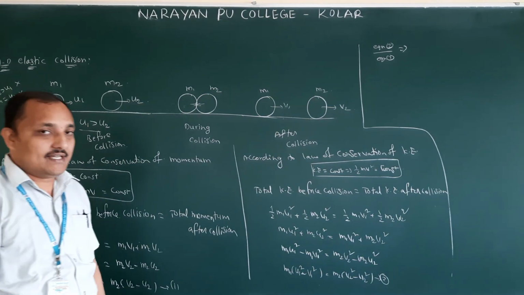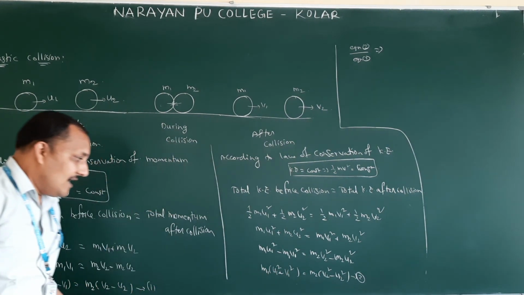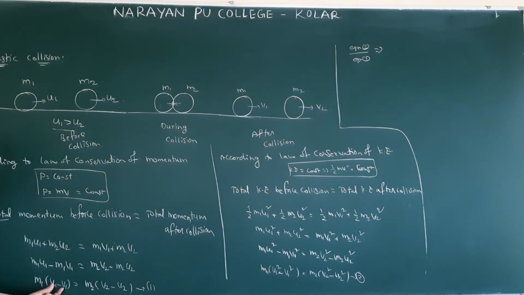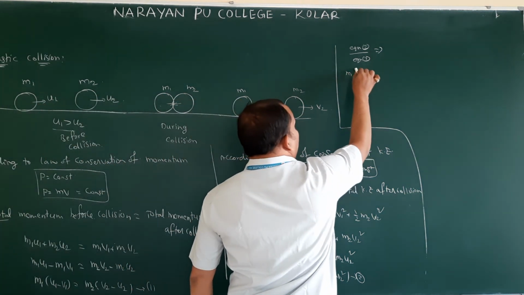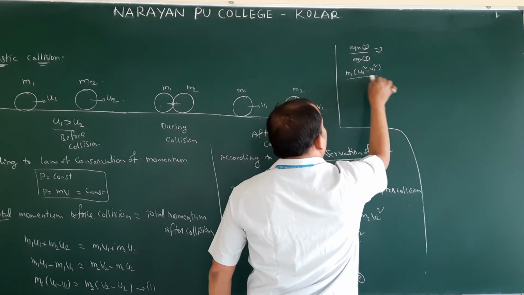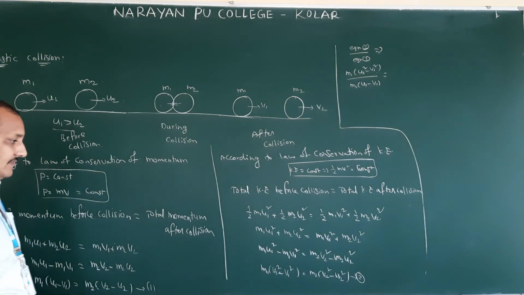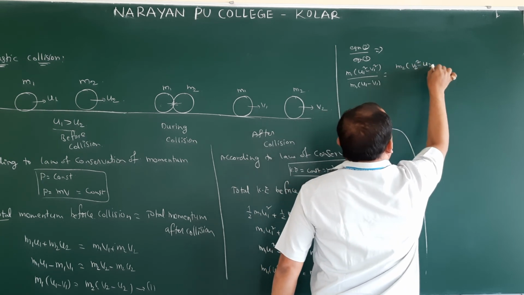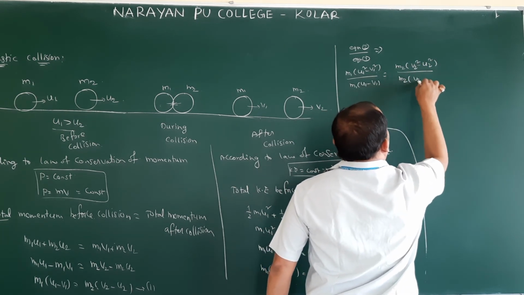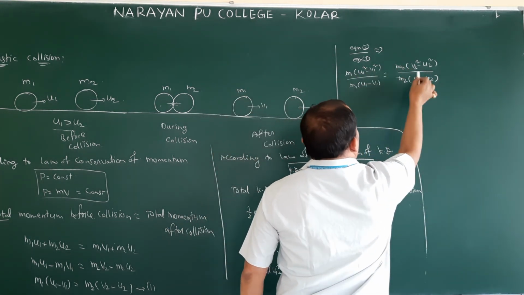Equation 2 divided by equation 1. Equation 2 LHS is m1 (u1 square minus v1 square), and equation 1 LHS is m1 (u1 minus v1). So this divided by this you can take. That is nothing but m1 (u1 square minus v1 square) by m1 (u1 minus v1), next m2 (v2 square minus u2 square) by m2 (v2 minus u2). So both will be cancelled.